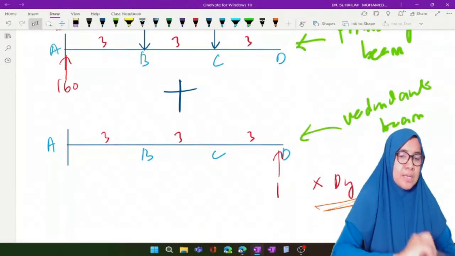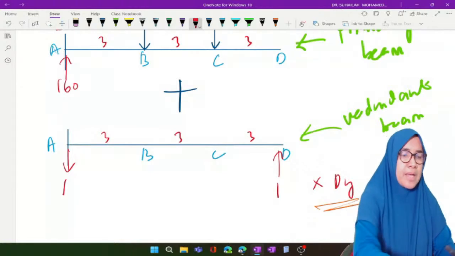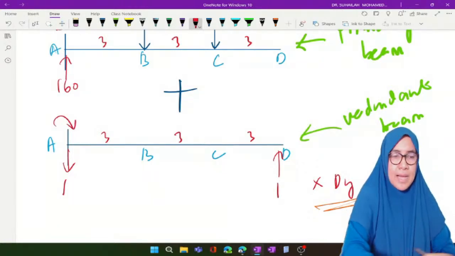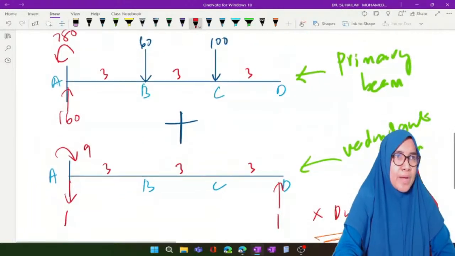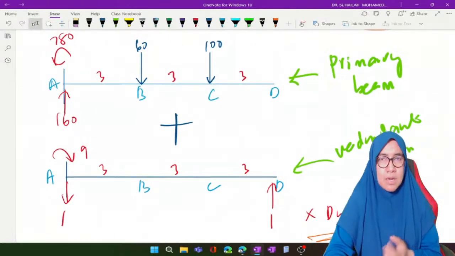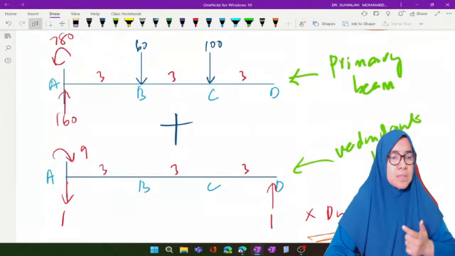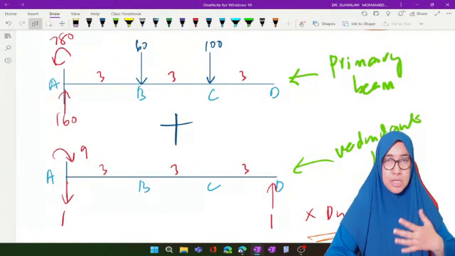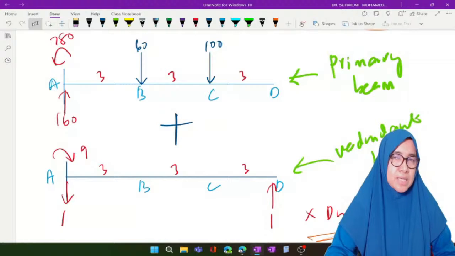In the redundant beam, AY is negative 1. Okay, MA is 1, 2, 3, 3, 6, 9. So this is 9. Okay, so now we have already determined the moment at A and AY at support A. AX will be 0 because it is a beam. Okay, no axial deformation, no axial force.